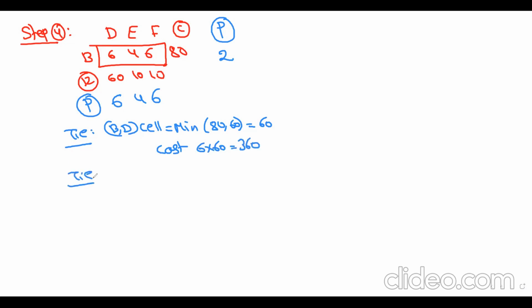One more penalty is there, that is also the BF cell. The BF cell is equal to the minimum of, again, 10 and 80.